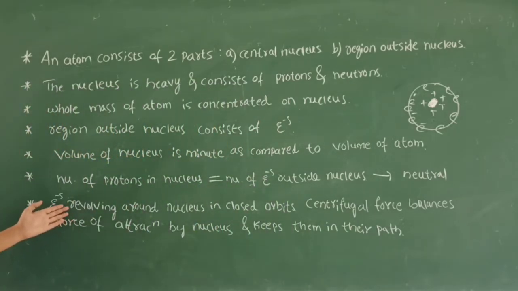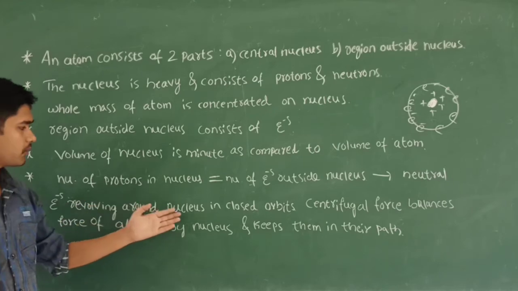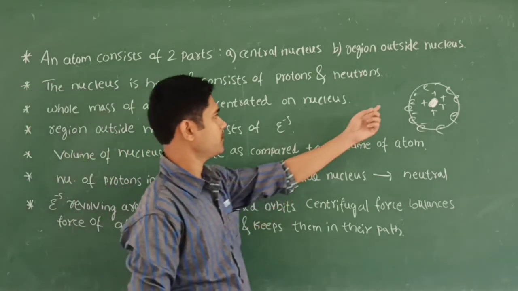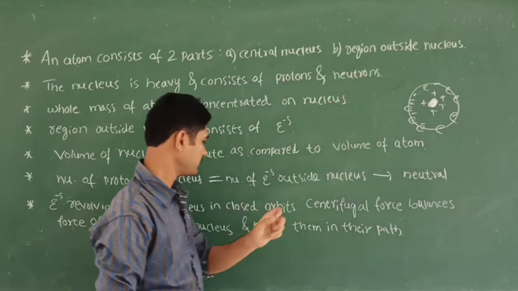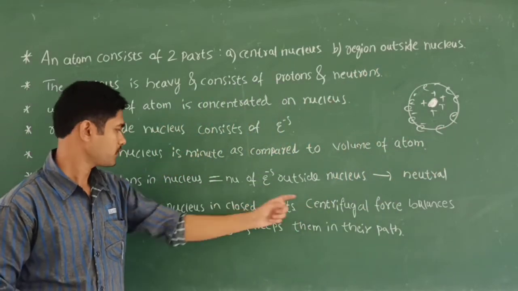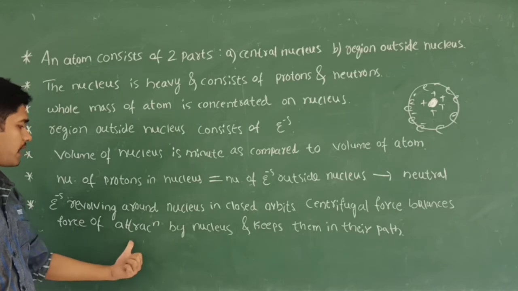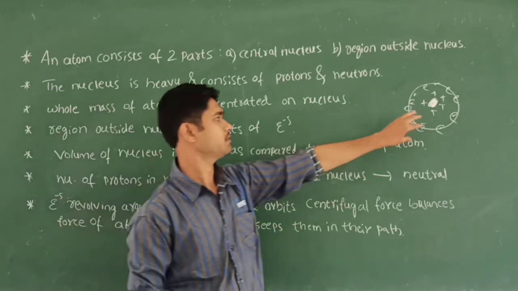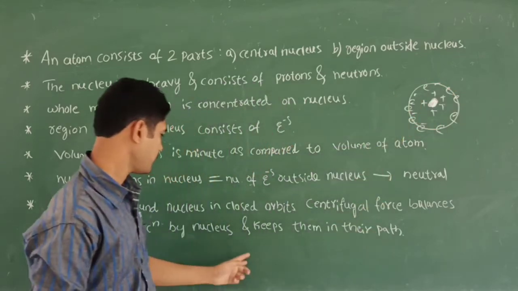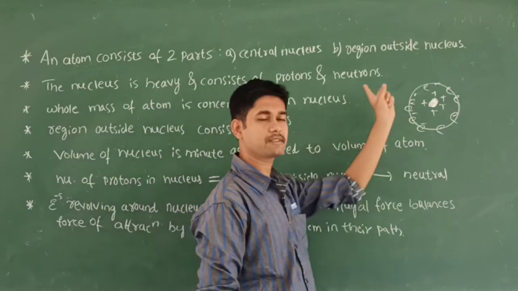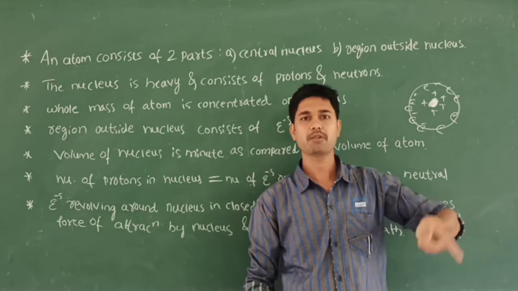The last point: the electrons revolve around the nucleus in closed orbits, right? When you look at this, the electrons revolve around the nucleus in a closed orbit, and the centrifugal force balances the force of attraction by the nucleus. So the nucleus balances this force of attraction and keeps them in their path. Continuously they are moving in the circular path.